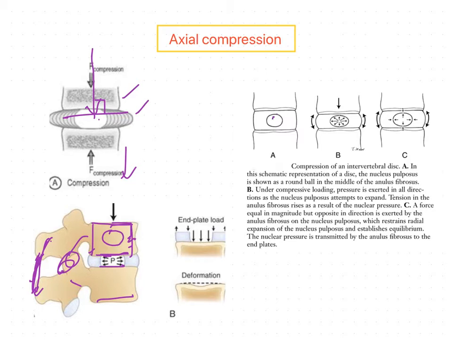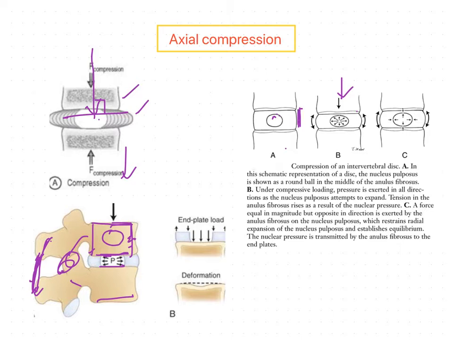At A, there is a small round ball in the middle of the annulus fibrosus. This one is normal. And if you see B, some compressive force is acting. The pressure created in the nucleus is greater than the force of the applied load. When the weight is applied to the nucleus pulposus from above, the nucleus loses its height. So what is happening here? It is losing its height.